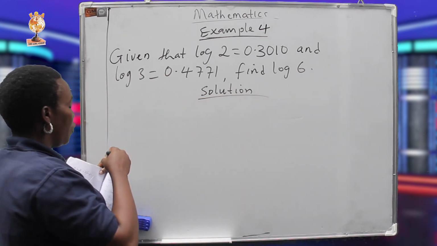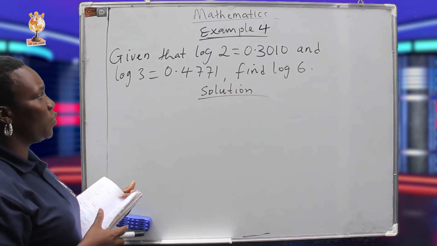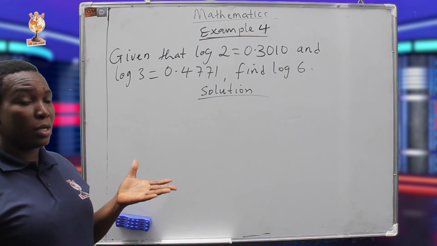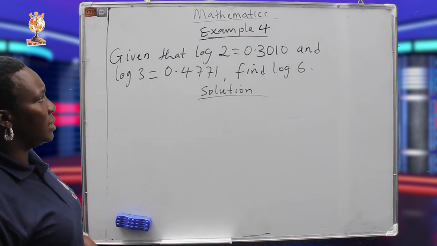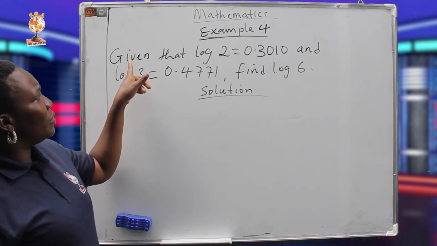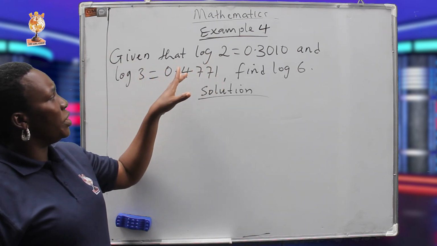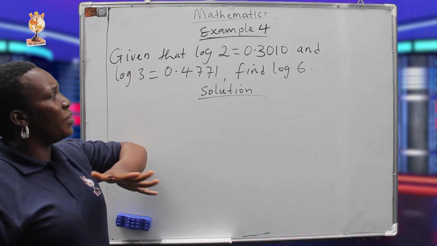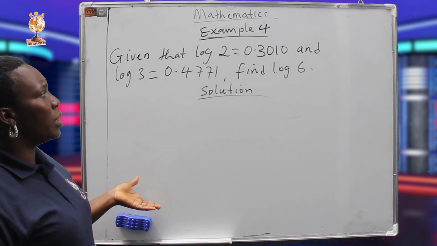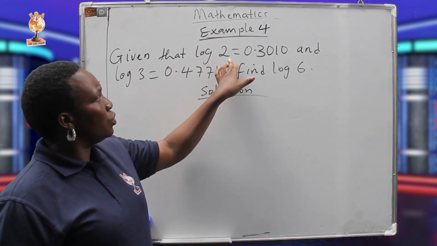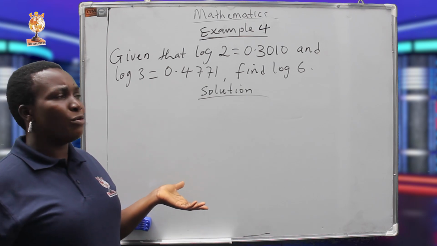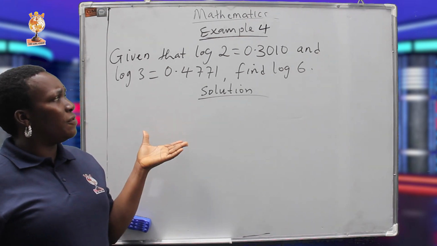Solution. If you check this question, it's different from what we have been solving. This is a very different question, but these are the type of question you see in your WAEC or NECO. Now you find out that we are given the values of the logarithm already. So with these values, they already told you what to do. Say log 2 is this, and log 3 is this.